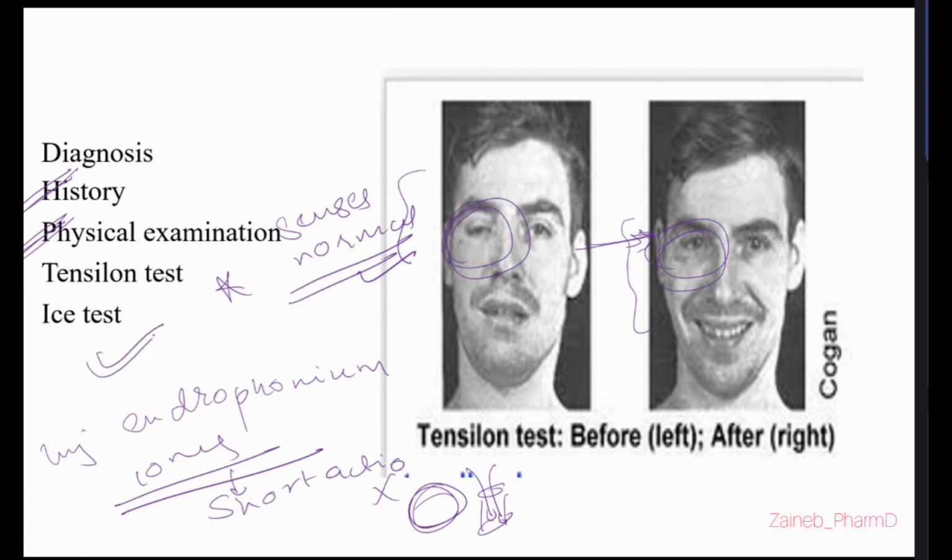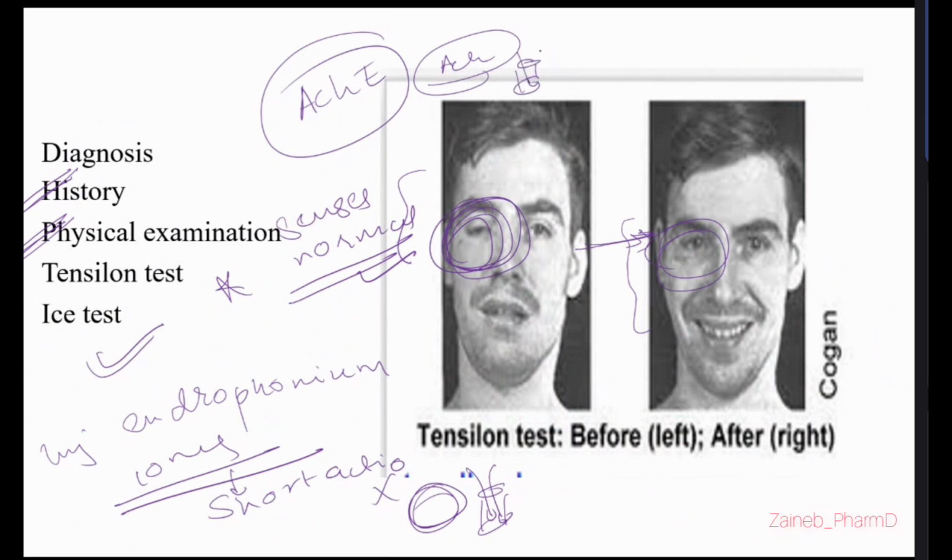Then we have the ice test. What the ice does is, when ice is applied on the ptosis, the ice temporarily inhibits the acetylcholine esterase. Again, it blocks the degradation of acetylcholine, and the acetylcholine remains for a longer period of time on the receptor, and the symptoms will be reversed and reduced. So these are the diagnostic tests.